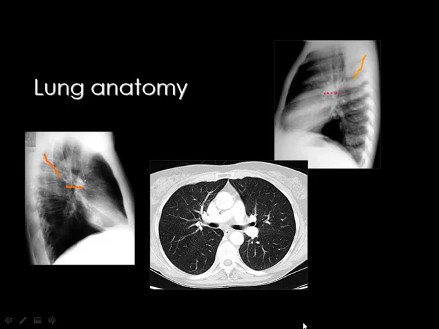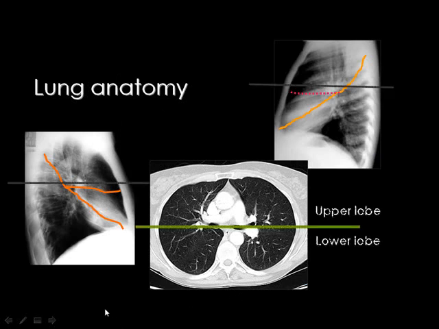Okay, what happens if the trachea has divided into two main bronchi? Look at the section, and you are cutting here at the hilum. At the hilum, you still see part of the upper lobe, and posteriorly you can see part of the lower lobe.